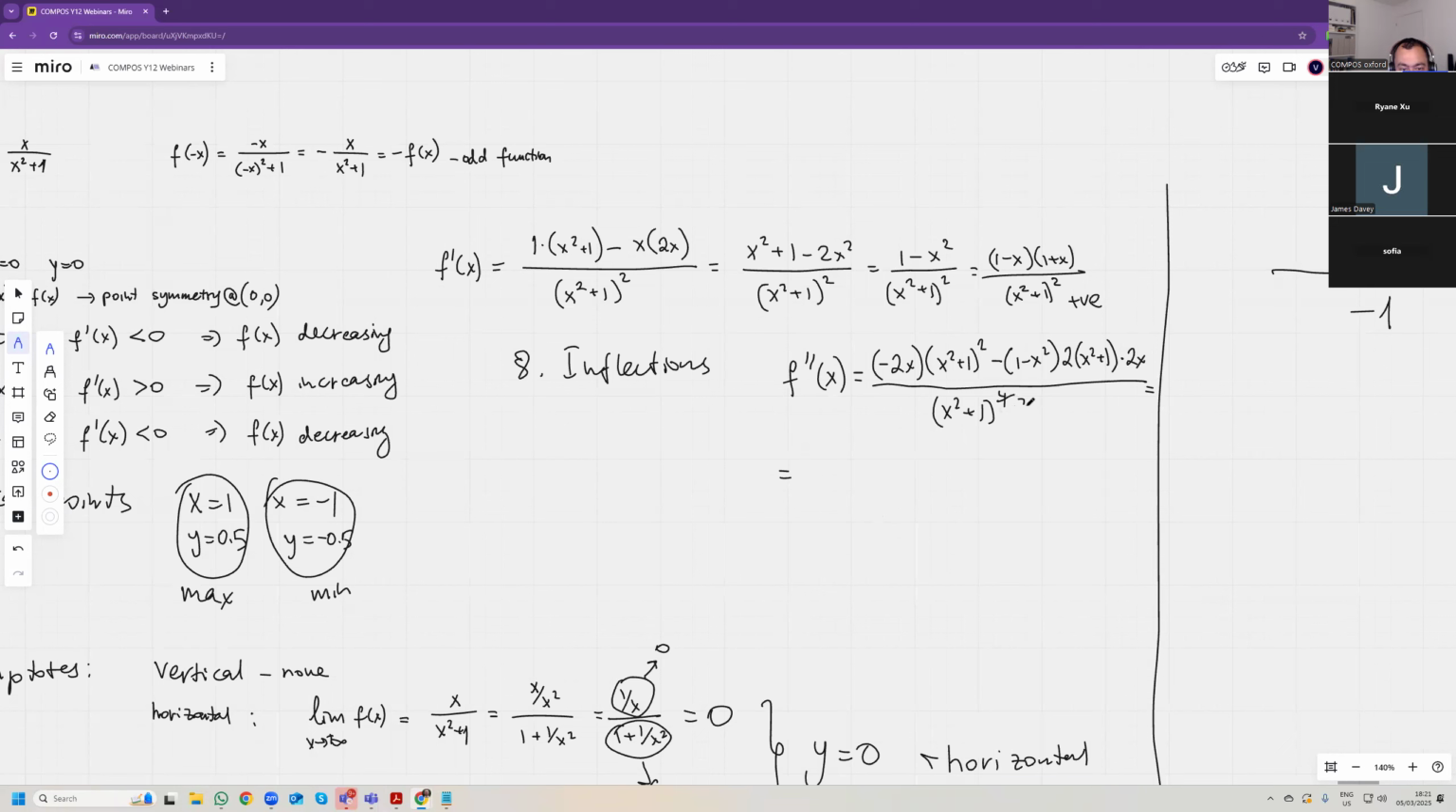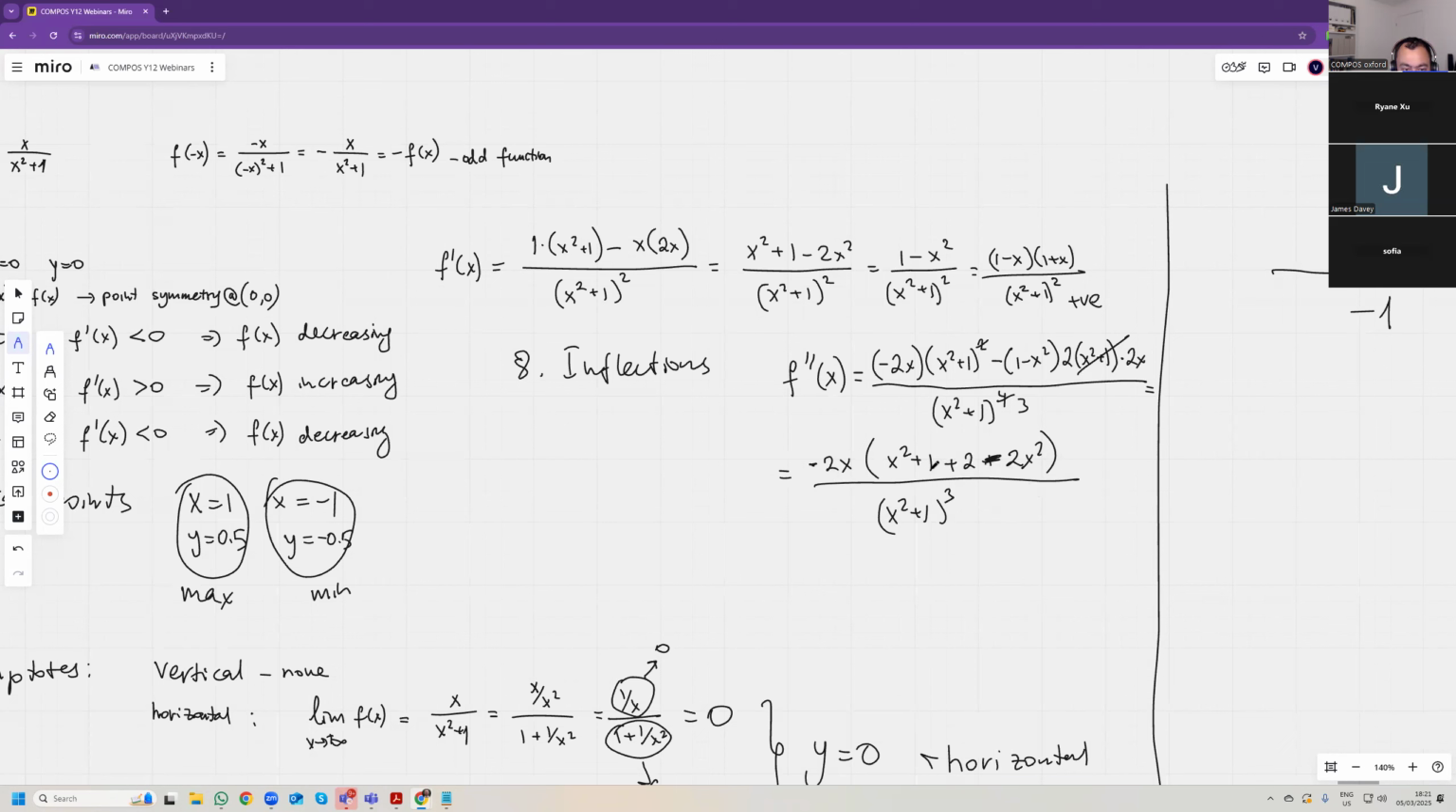Okay, we can divide by that. We can take 2x out. So 2x minus 2x out. x squared plus 1, minus 2, plus, I've taken minus 2, so it's plus 2, minus 2x squared. Okay, x squared plus 1 cubed.